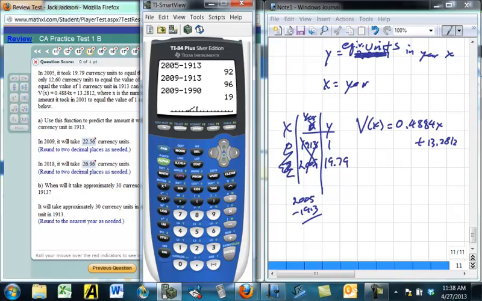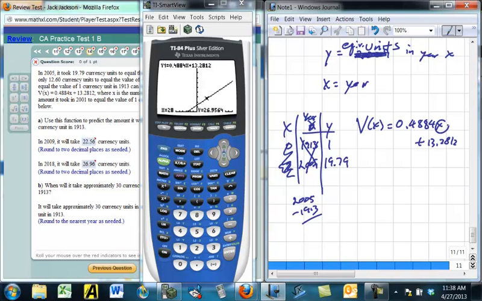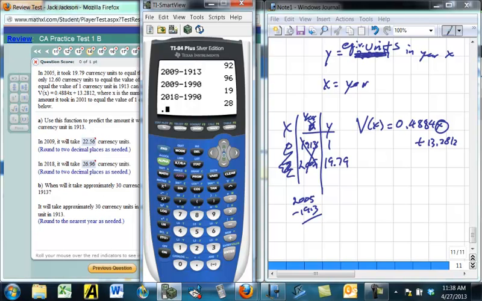Okay, so let's figure that. 2018 minus 1990 is the X value, which is 28. So I can do trace 28 and do that. So what am I really doing? When I say trace 28, I'm putting 28 in place of this X and figuring out what this is. 26.96. So notice that's the same thing as if I said 0.4884 times 28 plus 13.2812. Same thing.